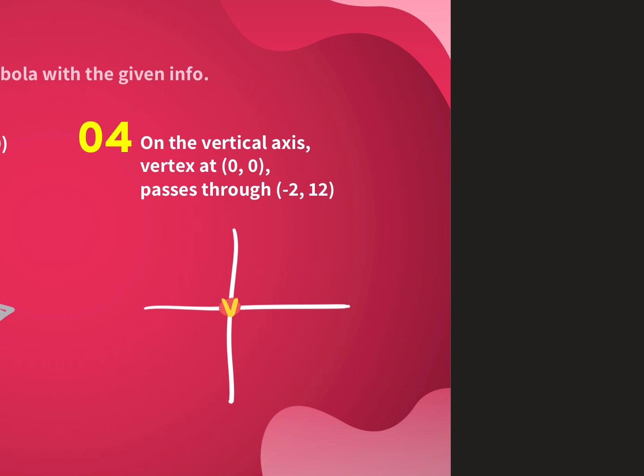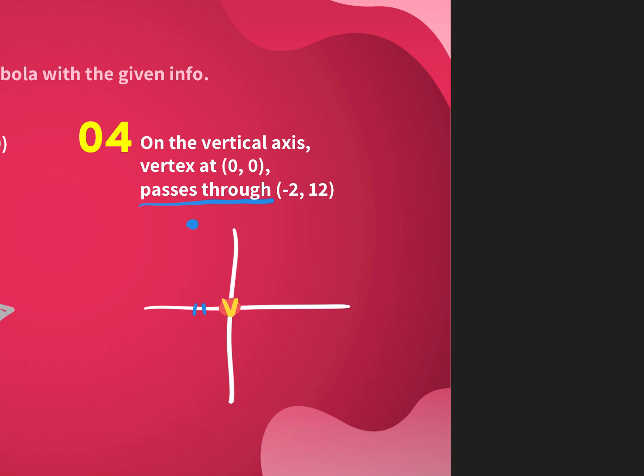Where is the point -2, 12? Let's think about where that is. It's left and then up, correct? And what does this parabola do? What does it say? Read it. Passes through. What does that mean?